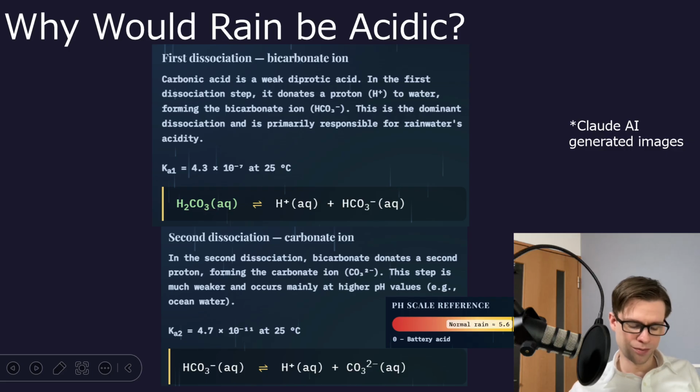Then we get dissociation of protons from this weak acid. So carbonic acid is a weak diprotic acid. In the first dissociation step, it donates a proton H+ to water, forming the bicarbonate ion, HCO3-. So this is the dominant dissociation, and it's primarily responsible for rainwater's slight acidity. And then we have a Ka here. If you studied HL, acids and bases, you'll know what this means. But generally, if this number is bigger, it means more protons are released. And if it's smaller, it means less of the time they are released. So 10 to the -7 is a very small number. That's not very many protons being released.